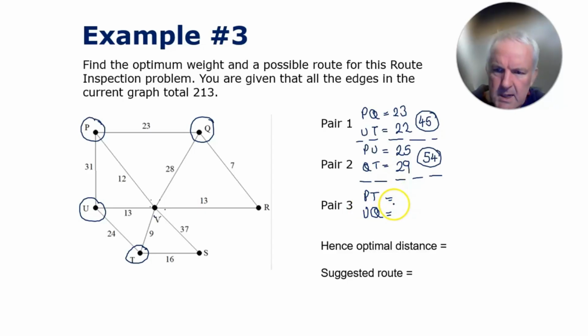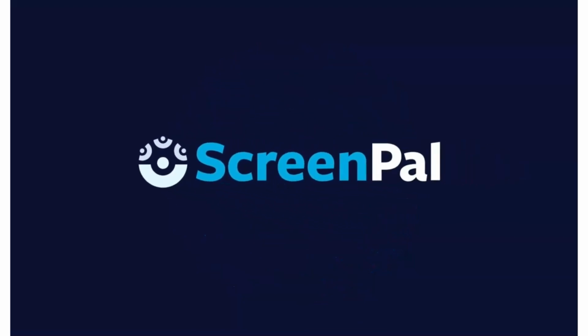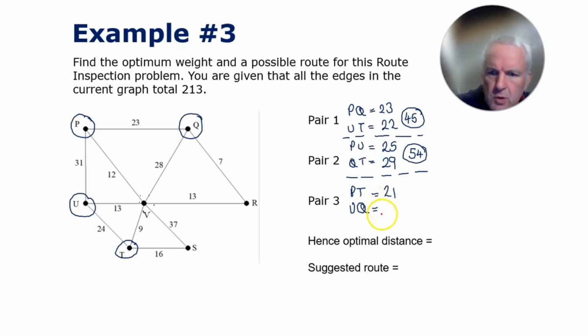P to T, I reckon it's 21, the 12 plus the 9. And the U to Q, just looking at that, well, what have I got? It's got pens just one with. That looks like that's 20, and I think that's 33. Now, again, it's one of those where it doesn't really matter. 54 again, so that's beaten once again by that 45. So it tells me the total is 213.